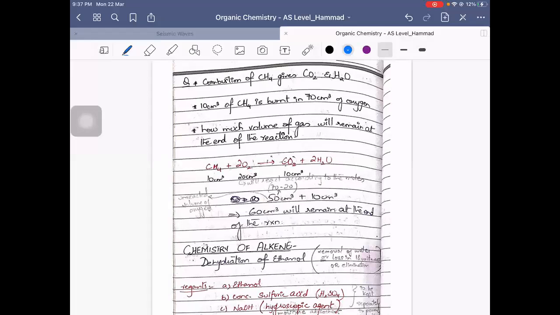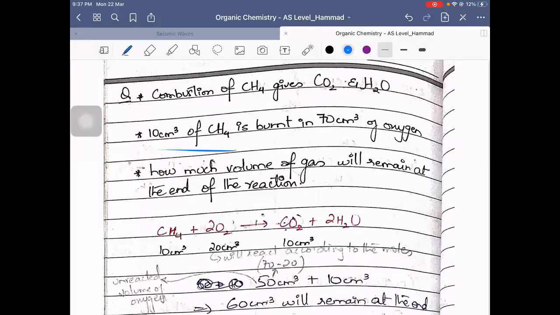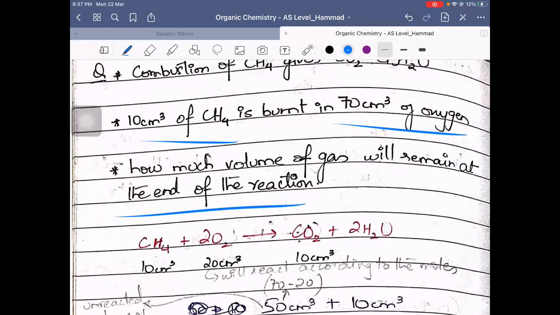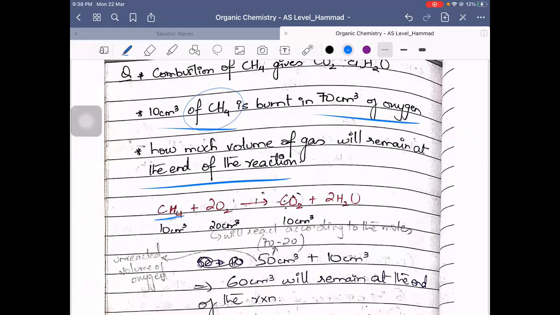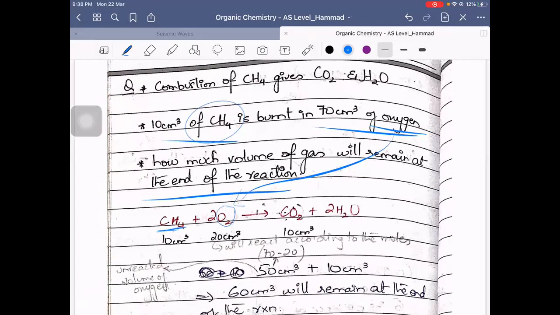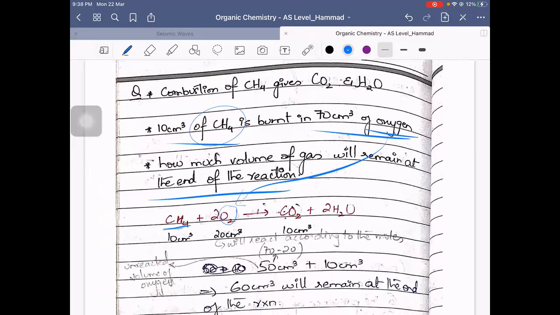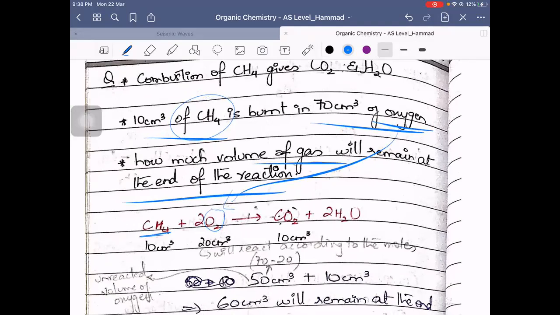At times in the past paper, they give you a question like 10 centimeter cube of CH4 is burnt in 70 centimeter cube of oxygen. How much volume of gas will remain at the end of the reaction? What you could do is, you're provided with CH4, you write it, and you're burning it with oxygen, so I write oxygen. Now it says how much gas will remain at the end of the reaction. If you see the ratio, it's 1:7 of volume, meaning to say it's plenty full of oxygen. So your product should be carbon dioxide and water.